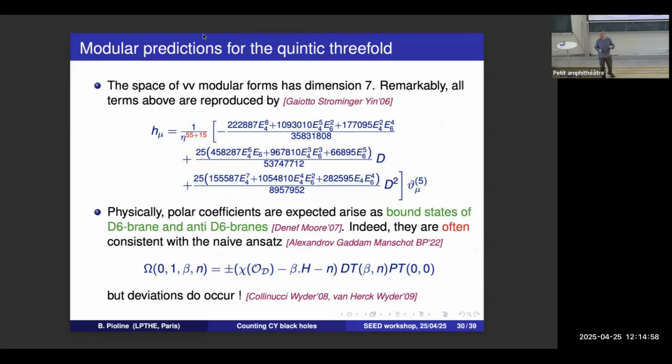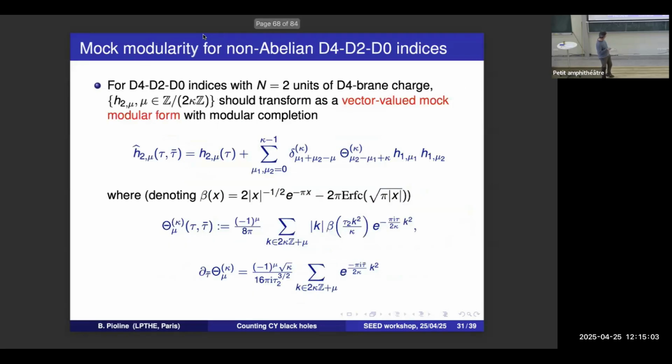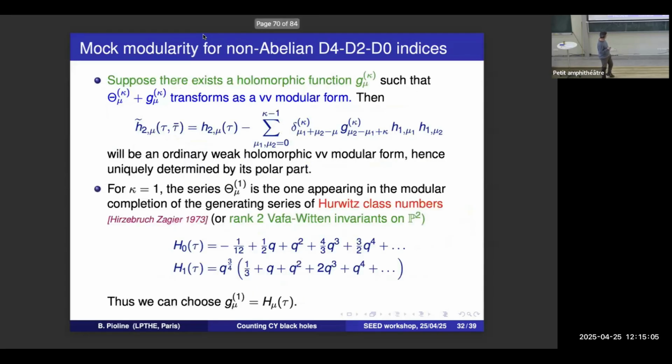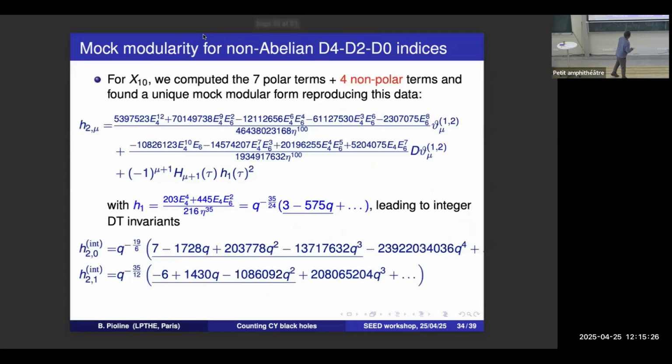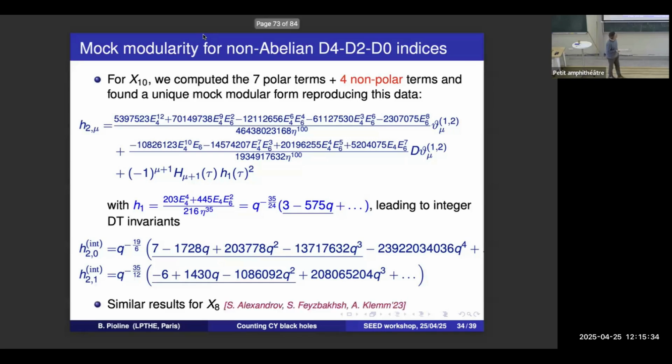To test mock modularity, we have to go to 2 units of D4 brane charge, like wrapping twice this divisor. And this we could not do for the quintic, but we could do for the degree 8 and degree 10, the lines in red in this table. Basically, this table tells you the number of polar coefficients that you need to compute to fix the whole series. So those are the ones with the lowest number of such coefficients. And we also got the confirmation of this modularity property at depth 1.